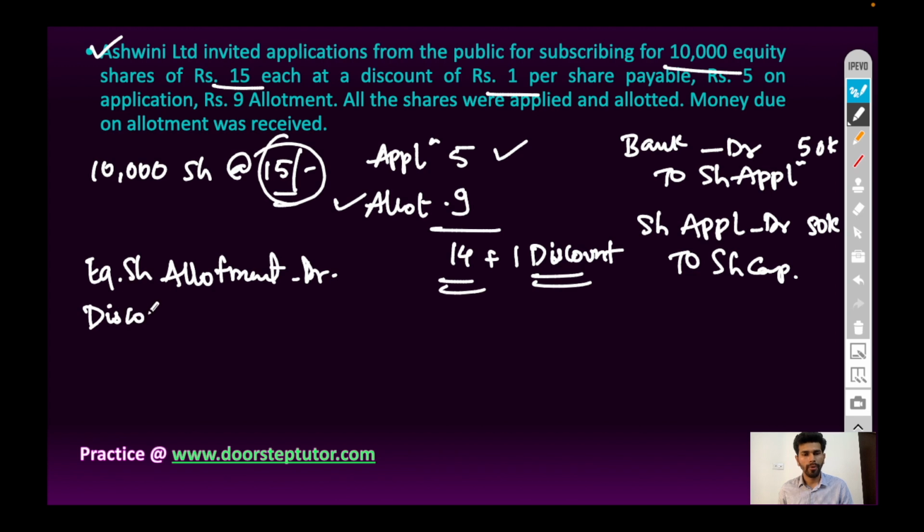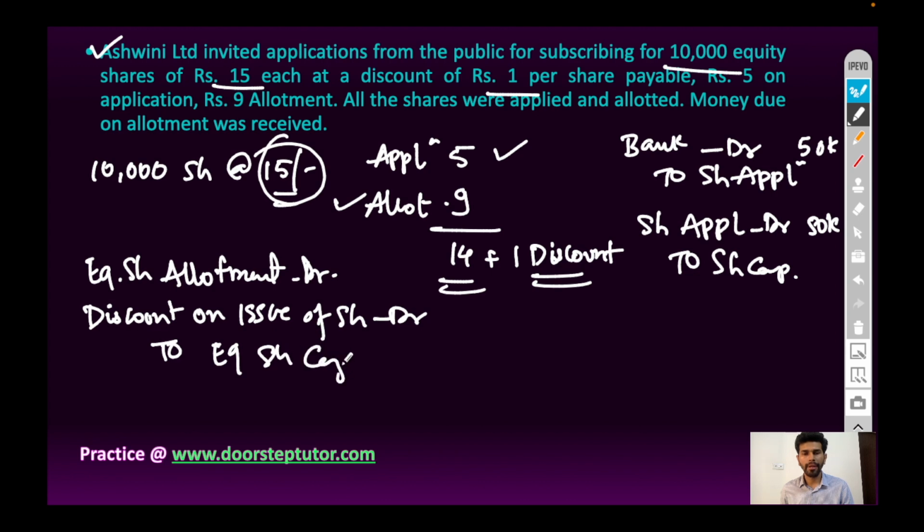Discount on issue of share, debit to equity share capital account. Allotment money is 9 rupees per share. So 10,000 into 9, 90,000 equity share allotment account debit.